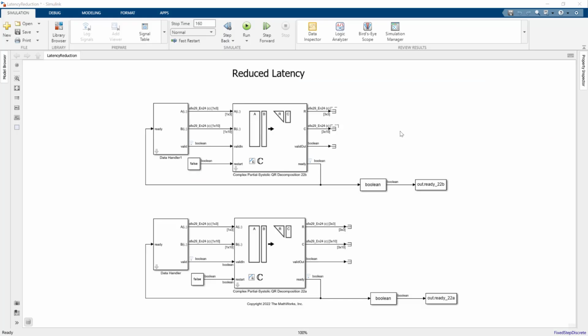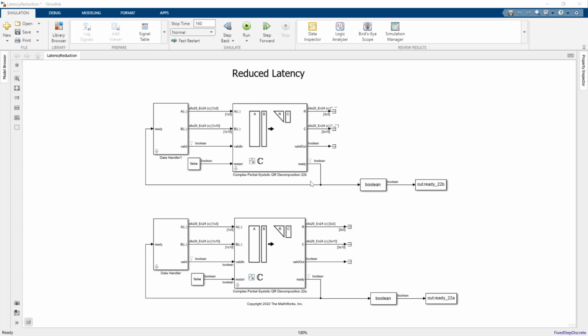The first improvement in this update is that the latency of the complex partial systolic QR and QLS QR blocks is reduced by about 50%. This is achieved purely by pipeline optimization, so the accuracy of the numerical calculation remains the same, and no additional hardware resources are required in the generated hardware design.